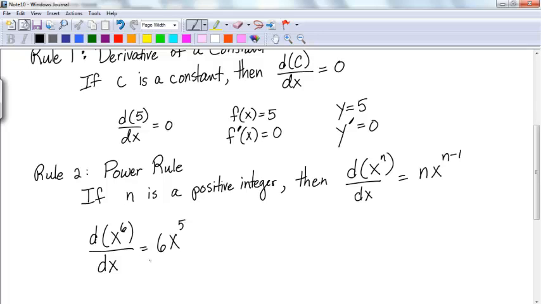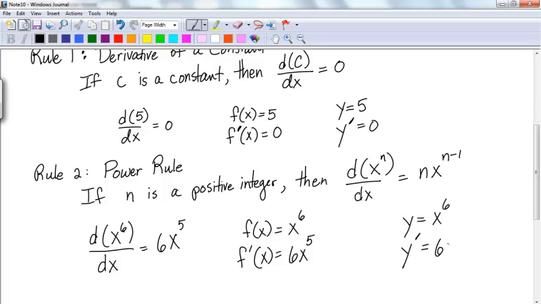That's using the one notation. If I said f of x is x to the 6th, then f prime is 6x, depress that exponent by 1, 6x to the 5th. If I use the y, it'd say y equals x to the 6th, then y prime, the first derivative, is 6x to the 5th.